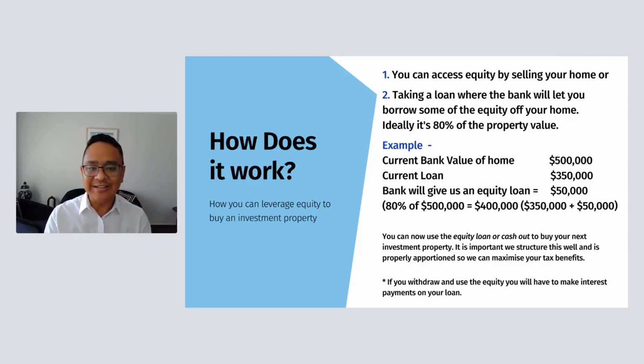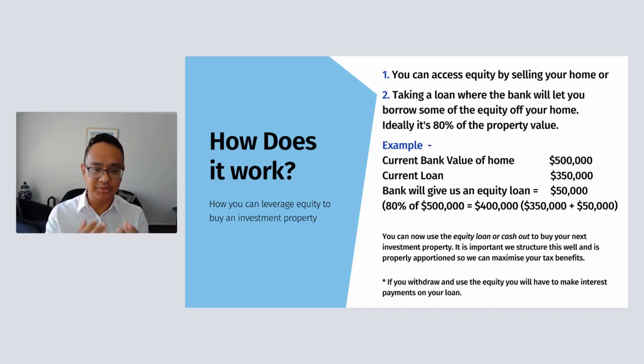Okay. So number one, you can access equity by selling your home. If you sell your home and you've got cash, that's equity, and you can use that to buy a property. Or let's say your borrowing capacity is still very good, so we don't need to sell your home. This is what the majority of people do. They take a loan where the bank will let you borrow some of the equity of your house. Ideally, it's 80% of the property value. We can go up to 90% as well, but there is mortgage insurance involved, and a little bit of extra costs. People who have a high risk appetite do go for 90%, but it's best to stick to 80% if possible, and it becomes much easier in terms of interest rates and in terms of the bank giving that extra money as well.